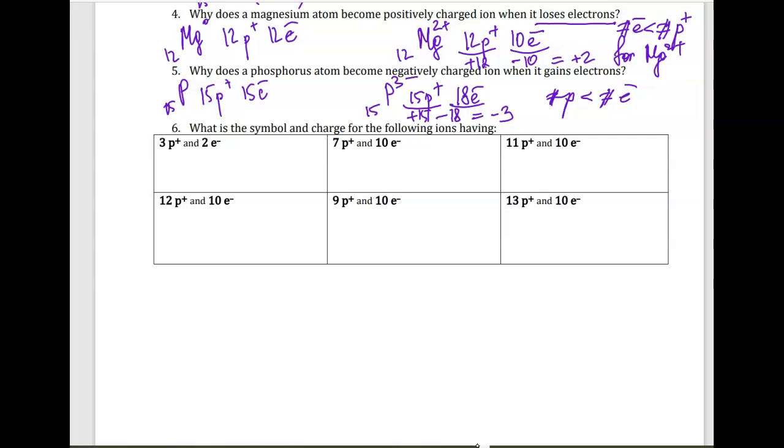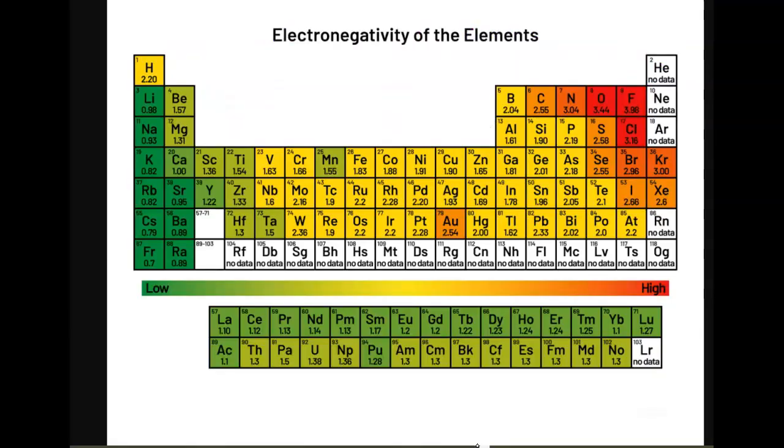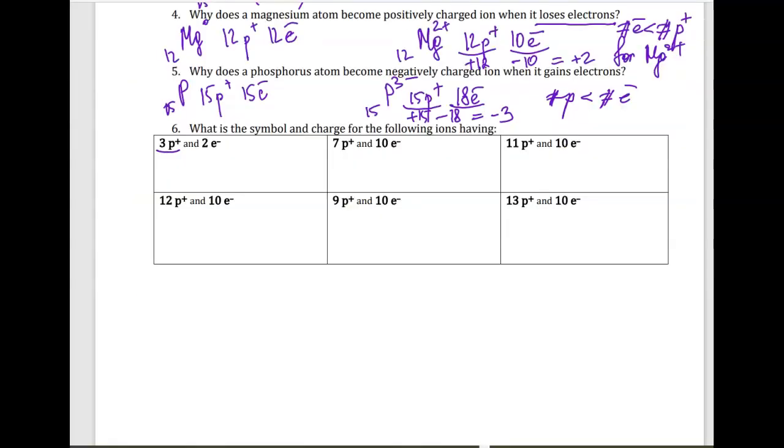So the next one, what is the symbol and charge for the following ions? So 3 protons and 2 electrons. So protons give us atomic number. So 3 means lithium. So lithium, 3 protons, but 2 electrons. So I will write it down. So 3 protons and 2 electrons. And you know, 3 plus and 2 negative gives us plus 1. So that means this particle will be lithium cation with positive charge.